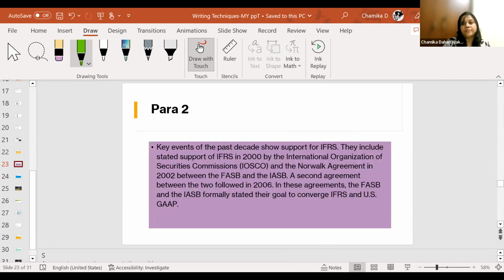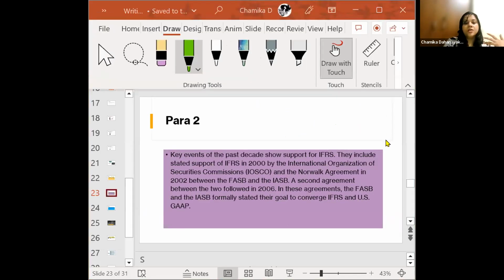Second paragraph, right? What is the main purpose in this second paragraph? If you look at the language, you will see that the second paragraph is comparatively different to the first paragraph.